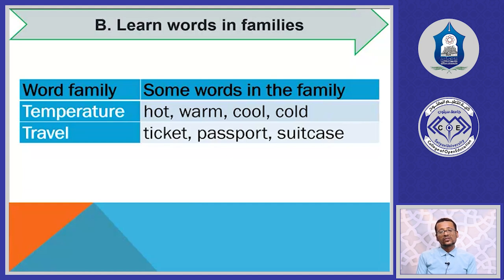other different words. So temperature is a word family, travel is a word family, and hot, warm, cool, cold, all these words go under temperature. Ticket, passport, and suitcase, these go under travel.